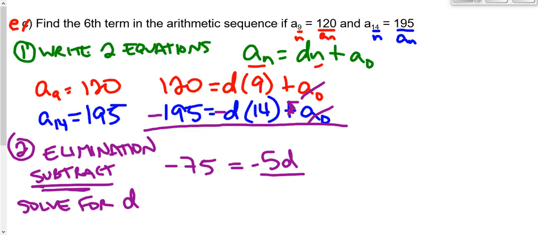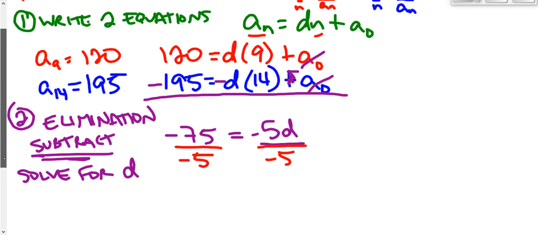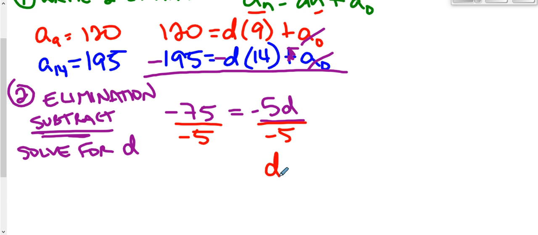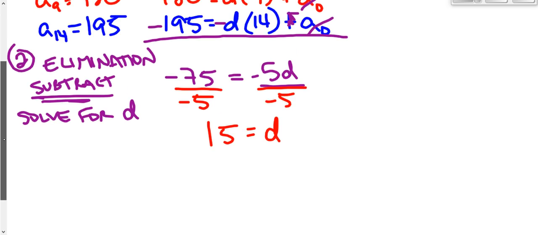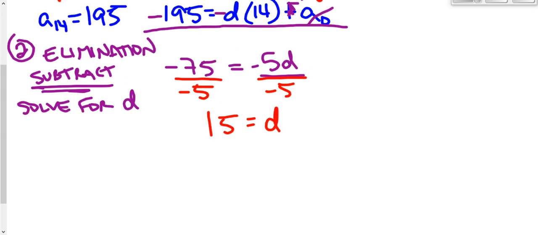We'll divide by negative 5 on both sides, and we will get d equals negative 75 divided by negative 5, which is going to be positive 15. So we have used elimination to solve for d. That was step 2. Now we're ready for step 3. Step 3 says that we need to use the d we just found to find a sub 0.